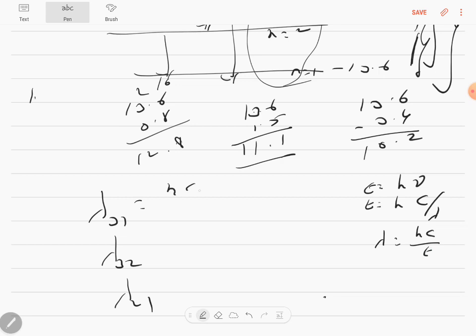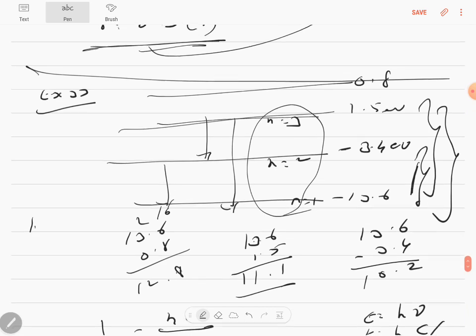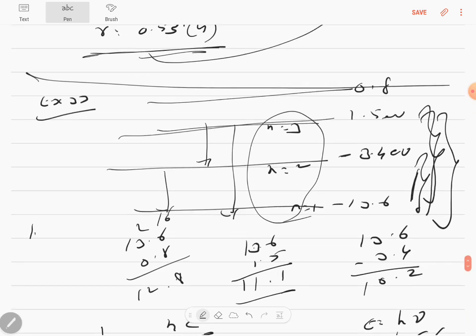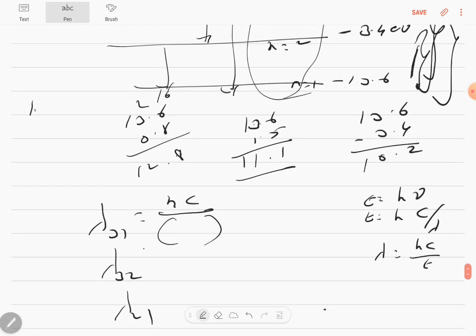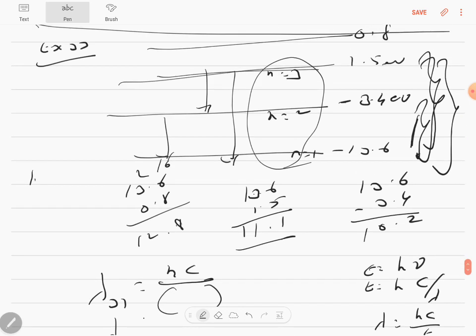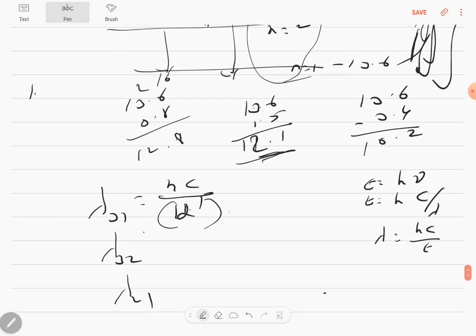So if you know hc, constants, by the energy gap, for lambda 3 to 1, what is the energy gap? That subtraction for 3 to 1 is 13.6 minus 1.5, which is 12.1. But he didn't put 12.1 anywhere. So make sure you subtract. That gap, delta E, has to be used here.